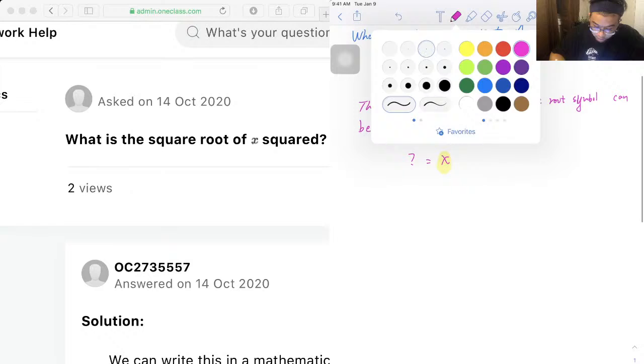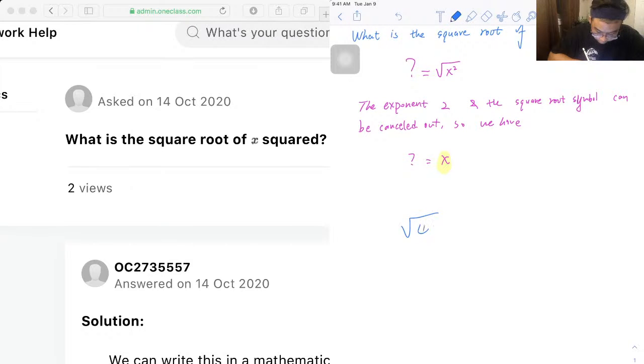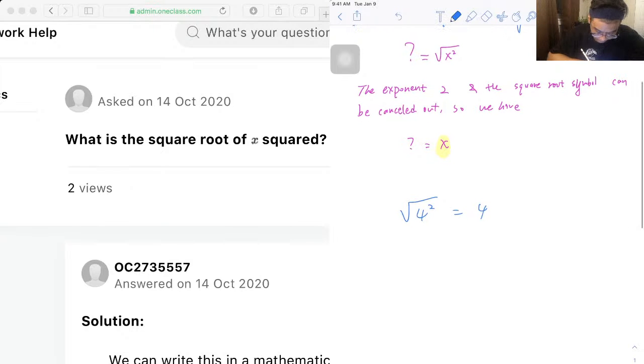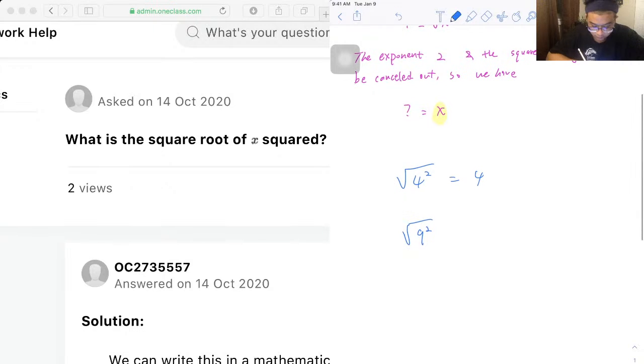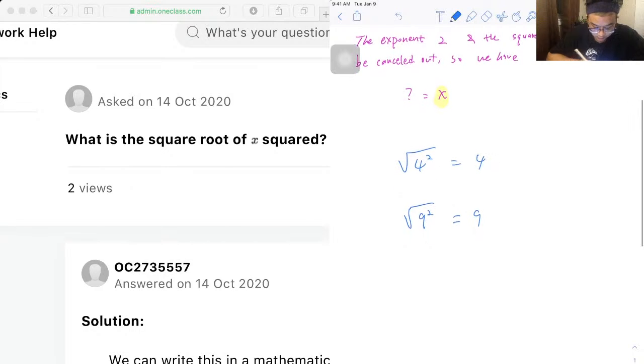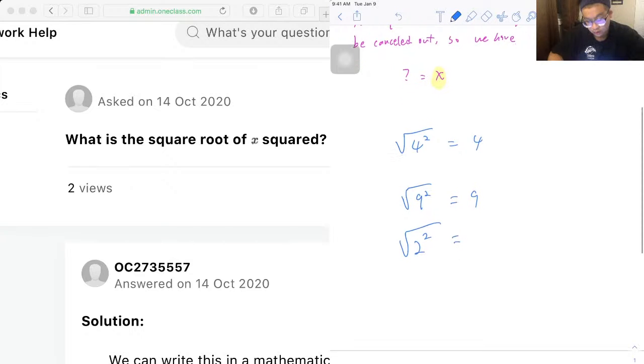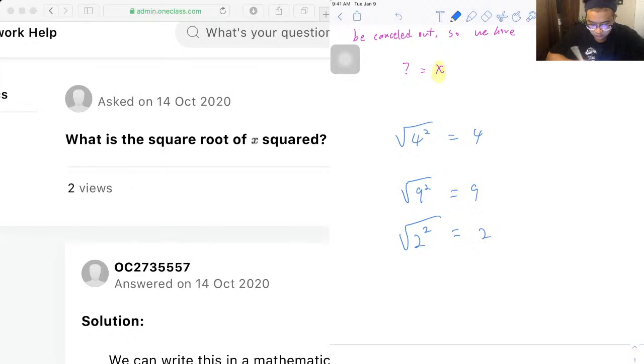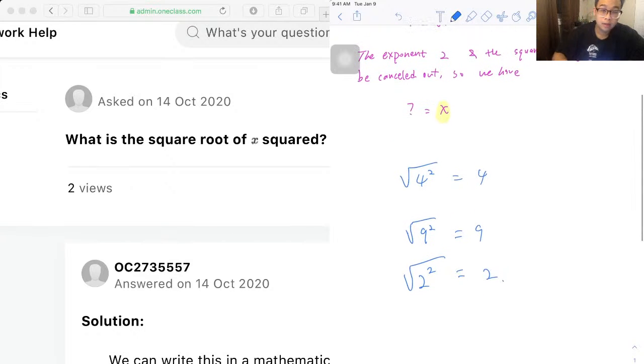And another example, if we say 4 squared and then we take the square root of that, it is still going to be 4. And let's say we got 9 squared and we take the square root of that, it's still going to be 9. And let's say 2 squared and then we take the square root of that, it's still going to be 2 itself, right? So that's all we have for this question.